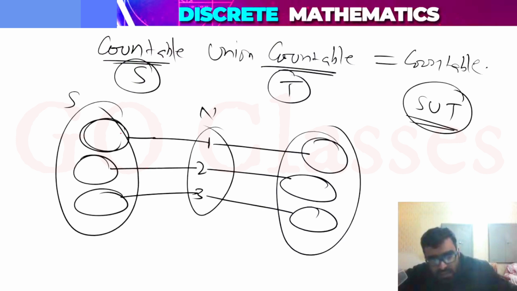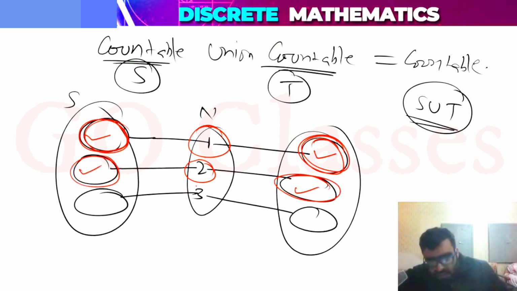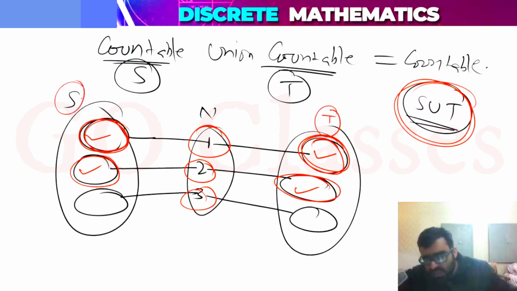Why? Because these are finite numbers of elements. If you take their union, that will also be finite. So to this natural number 1, you still have a finite number of elements, because finite union finite is finite. Similarly, to this 2, this is a finite number of elements, and this is a finite number of elements. If you union them, that is also finite. So very easily you can see that in this S union T, to every natural number you have a finite number of elements. And every element is covered: every element of T is covered, every element of S is covered. So every element of S union T is also covered. Hence you can say that countable union countable is countable.